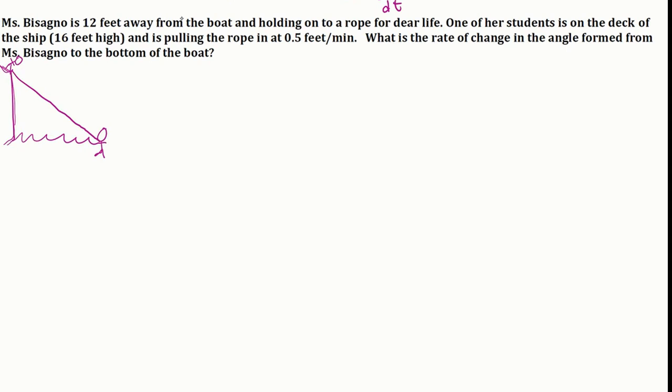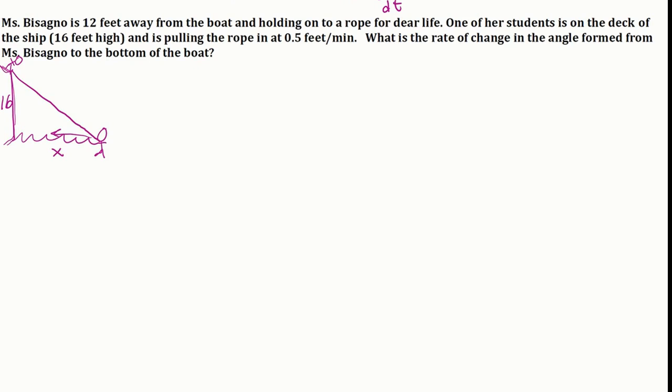Now at this moment in time, I am 12 feet away from the boat, but the student is pulling in the rope. So as the rope gets shorter, I'm being pulled closer to the edge of the boat. That means that this distance, I'll call this X, that distance X is changing as I get closer and closer. The deck of the ship is 16 feet high. Now that is not changing, so I am allowed to mark that as 16 because we have to assume the boat is going to stay at 16 feet.